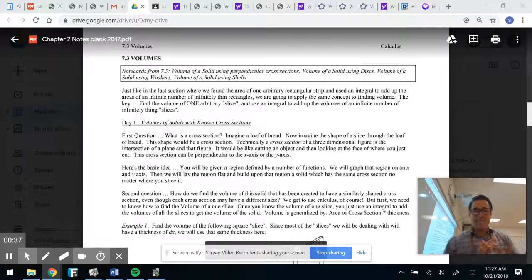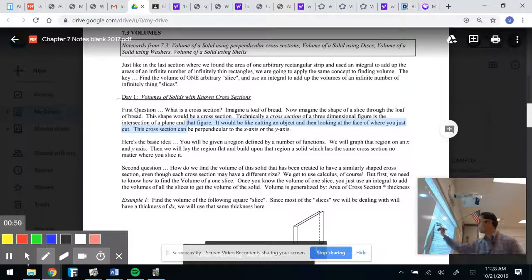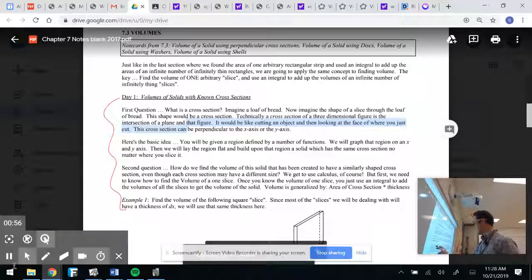All right, here we go. Section 7.3. This is the first part: volumes of solids with known cross sections. Now there's a nice little paragraph here that you can peruse when you get a chance, but I think it's better to check out this super crazy cool website I got.